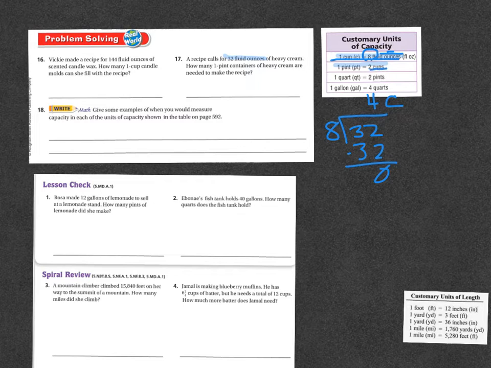I need to convert from cups to pints. So I'm going to take my cups and I'm going to divide that by the 2. 2 goes into 4 2 times, and therefore there's 2 pints. All right? You would put that right there, which is 2 pints. All right, I gave you that one, which I didn't plan on, but it's all right.